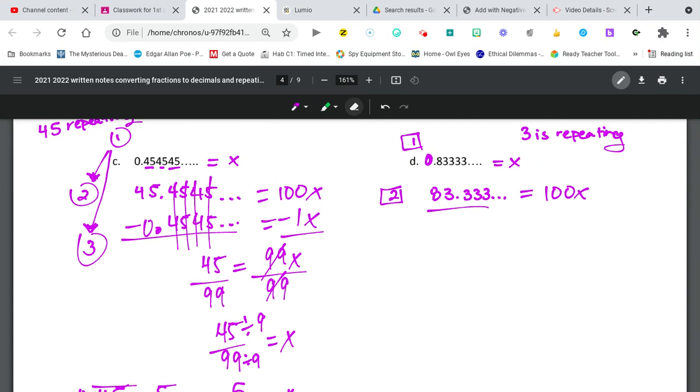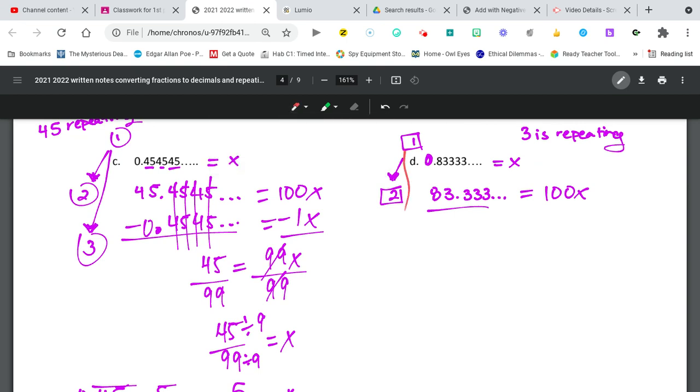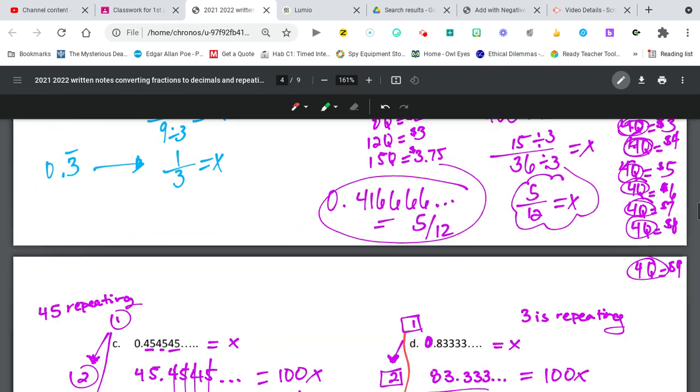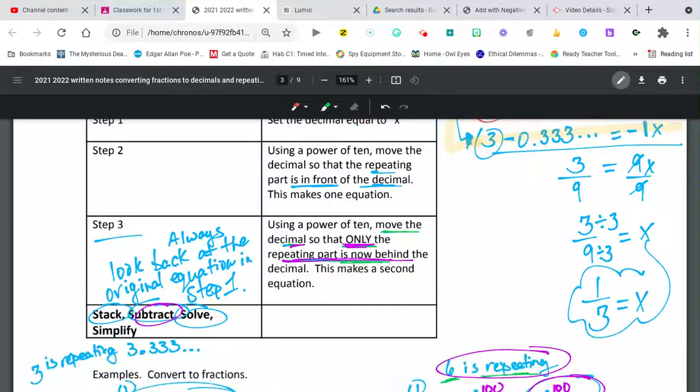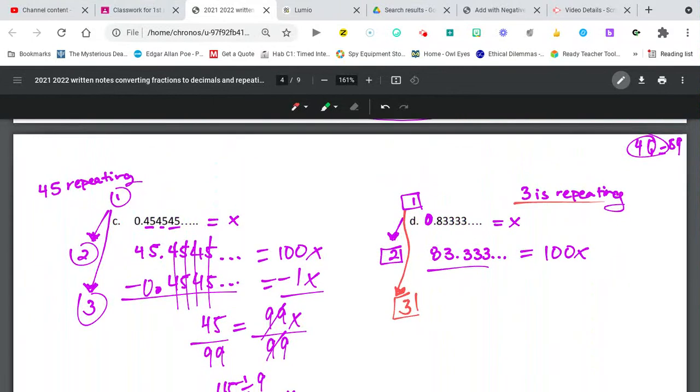Okay. Then I've done step 1 to step 2. Now I need to do step 1 to step 3. Now I need only the repeating part in the back. So it says using the power of 10, move the decimal so that only the repeating part is behind the decimal. So I just need the threes, just the threes behind the decimal. So go back to step 1. If I move the decimal here, I get just the threes behind the decimal. So I only need to scoot it one place over. That means I'm multiplying by 10.